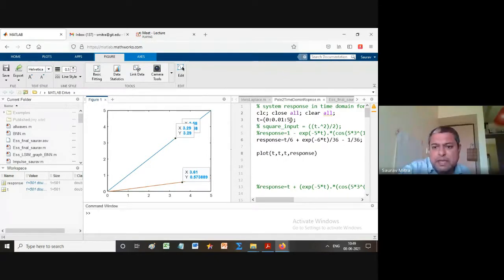Now let us do one thing. Let me first explain it. So draw a line at 3.61. At 3.61 you are finding output is 0.573889, and at 3.61 input will be 3.61. So how much is the error at 3.61? It is 3.61 minus 0.57388. So that is around 3.0361. So this is the error at 3.61 seconds. If someone says, sir, I want to mark the error, you can do that.